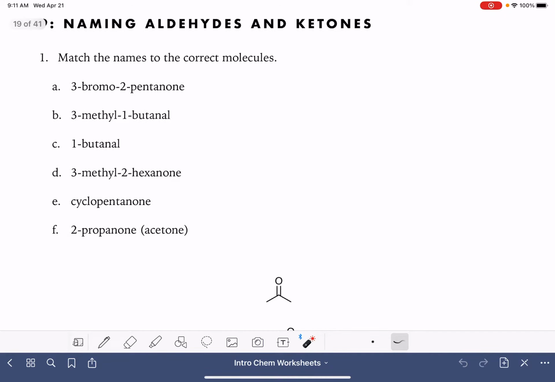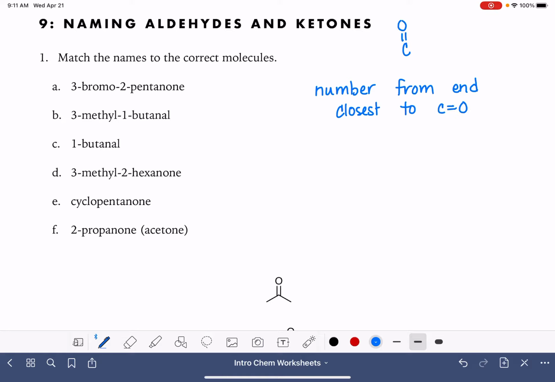For the aldehydes and the ketones, both of these molecules contain a carbon-oxygen double bond functional group. So when we're locating the longest carbon chain, it needs to contain the carbon-oxygen double bond. We're going to start numbering our carbon chain from the end that is closest to the carbon-oxygen double bond. And then all of the other branches or substituents on the molecule, we'll just name them the same way that we would normally name them.